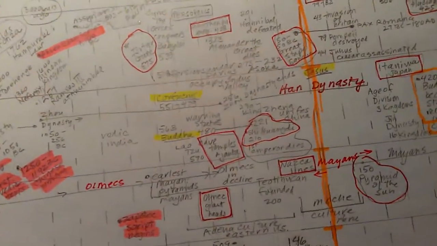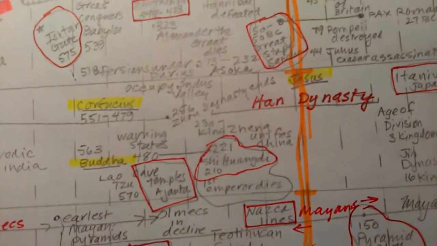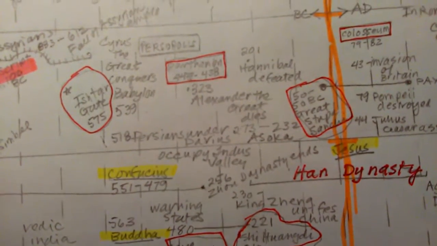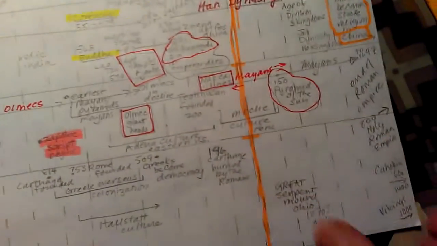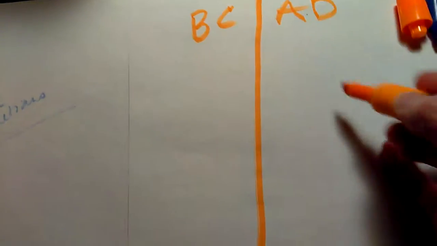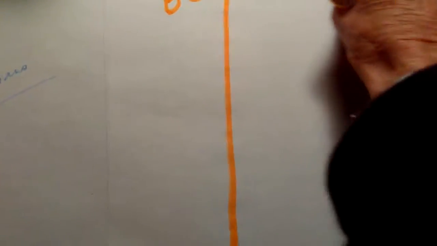Let's see, where do we get here? There's King Zheng, who unified China. So there's Hannibal defeated, the last Phoenician general, in 201 BC. So you see I've got a bright line here. I'm going to draw it on my map here with an orange line. And that line is going to be the line between BC and AD. So we have the birth of Christ. So everything before that is BC.